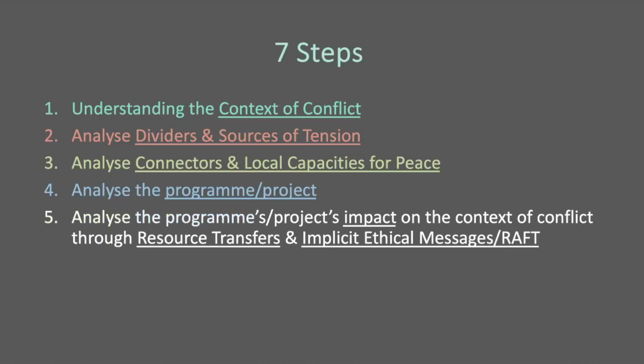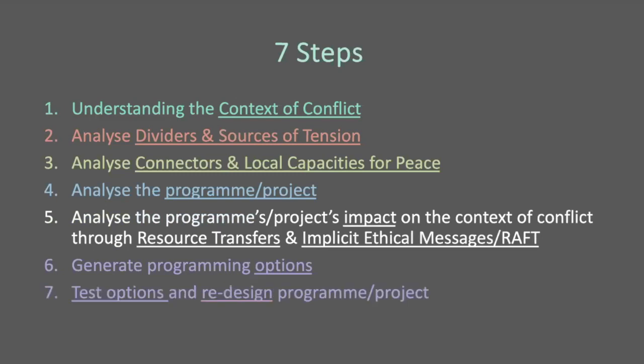And in the 5th step, we analyze our programs or projects' impact on the context of conflict. So these are the dividers and connectors through resource transfers and implicit ethical messages or RAFT. As a 6th step, we then generate programming options for those details that have or are likely to cause harm. And finally, we test those options and, if necessary, redesign the program again and again until we find options that are least likely to cause harm.